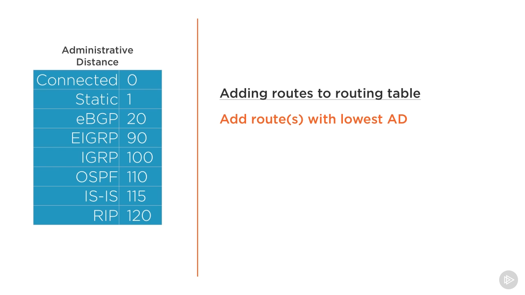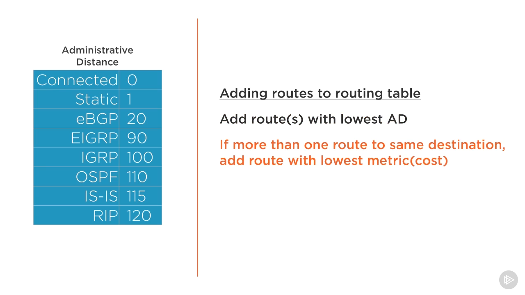Adding routes to the routing table, we're going to do this. If our router learns about the same destination network through multiple methods, we're going to add the route to the routing table that has the lowest administrative distance. So let's say that we learned about network 10.0.0.0/24 through EIGRP and through OSPF. We can easily have two routing protocols running on our routers. So the routes that we're going to add are going to be the routes for EIGRP because EIGRP has an administrative distance of 90.